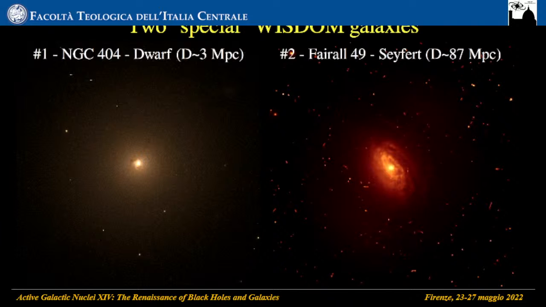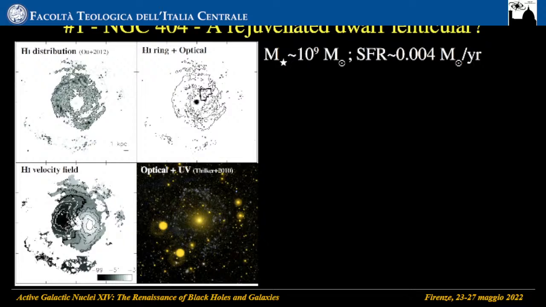So let me start from the dwarf galaxy. This is thought to be a rejuvenated dwarf lenticular because the stellar component of the galaxy, which is this black blob there, is surrounded by an extended ring of HI, which is rotating and is also forming stars. This is not very visible with the projector, but these are blue knots coming from galaxy UV emission.